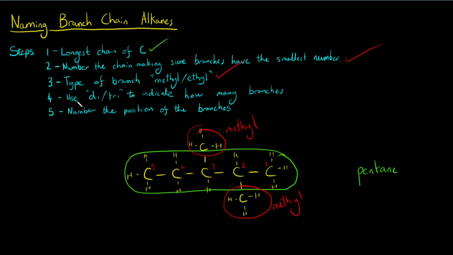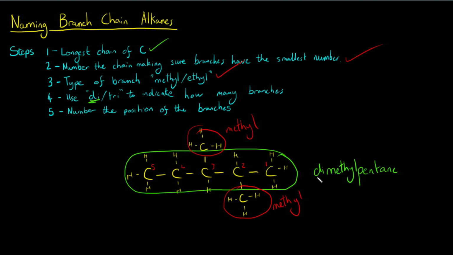Done that step. Step number 4 is one that we didn't look at last time, and it's important here because we've got more than one branch. We need to use some more prefixes to indicate how many branches we have. So we know that we've got methyl branches, and we've got 2 of them. So in chemistry, just like when we talked about diatomic elements to mean that they've got 2 atoms in them, we're going to use that prefix di again here, to indicate that we've got 2 methyl branches. So we need to say di for 2, methyl for the type of branches that we have.